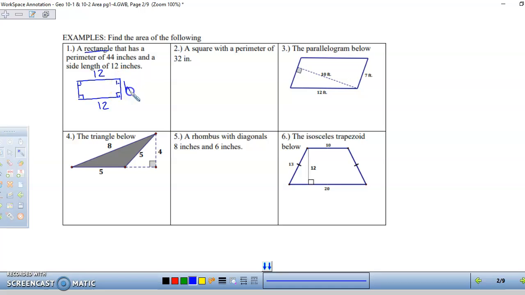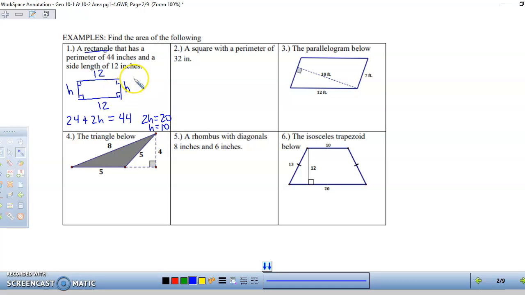Okay, so then I'm going to put an h here for height. Well, I know this would also be h. So I would have 12 plus 12, which is 24, plus 2h is equal to 44. That's the perimeter. So you can subtract the 24, and you get 2h is equal to 20. So therefore, h is equal to 10.